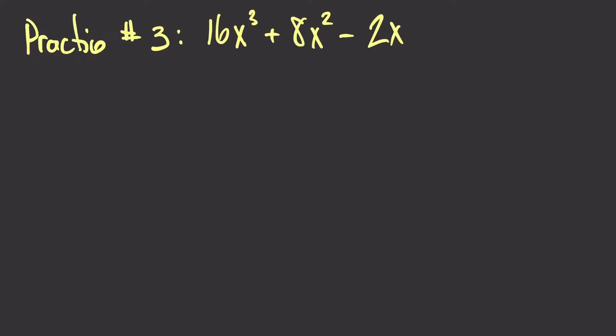Okay, next one here, a little bit more challenging. Pause the video and try this one on your own. Okay, so we've got 16, 8, and a 2. The GCF there is going to be 2. I'm going to write that down. I've got an x cubed, an x squared, and an x, so that's going to have an x.